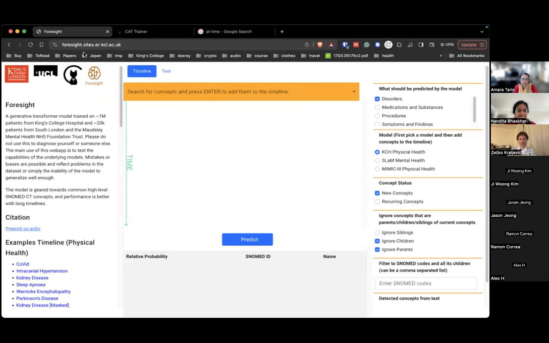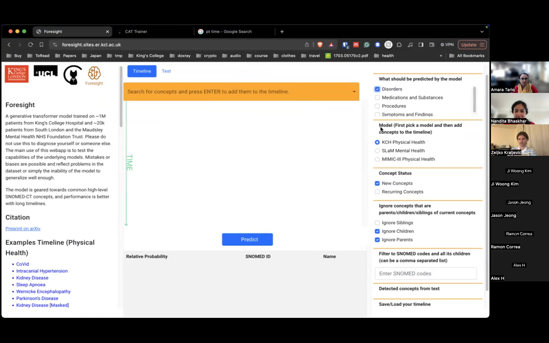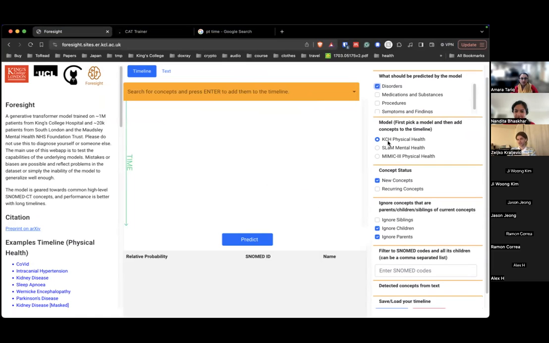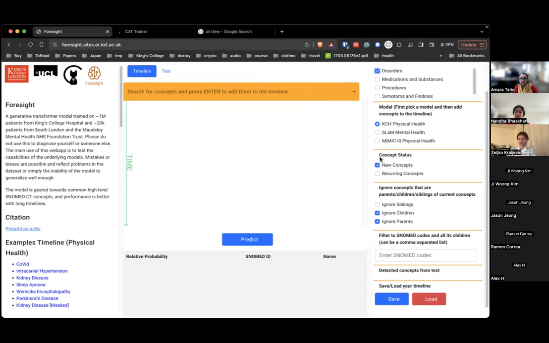how Foresight works. You can access it yourself and test it and play with it and all of that. On the right side, you are basically selecting what you want the model to predict. You can do disorders, medications, symptoms, whatever else. You can select your model. So we have the KCH model that is primarily for physical health. You have the mental health model, and you have also the mimicry. A couple of other filters and all of that.